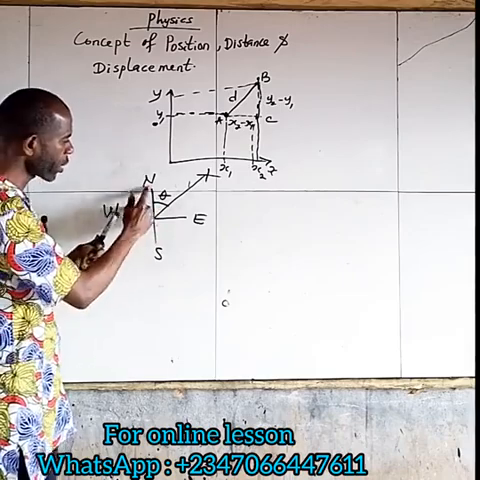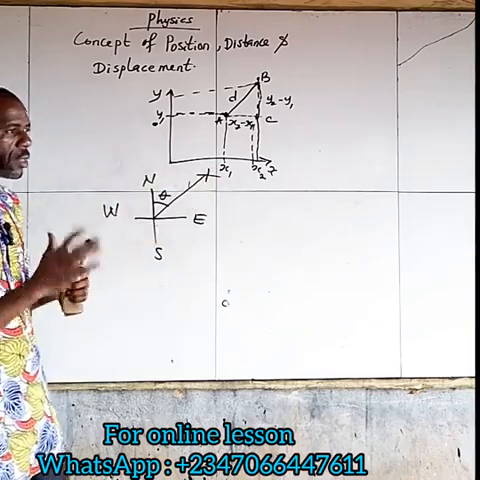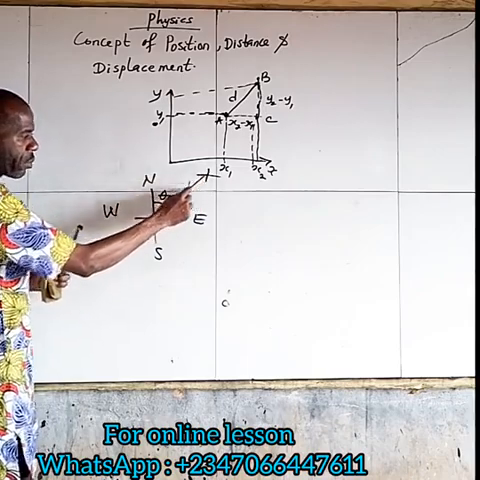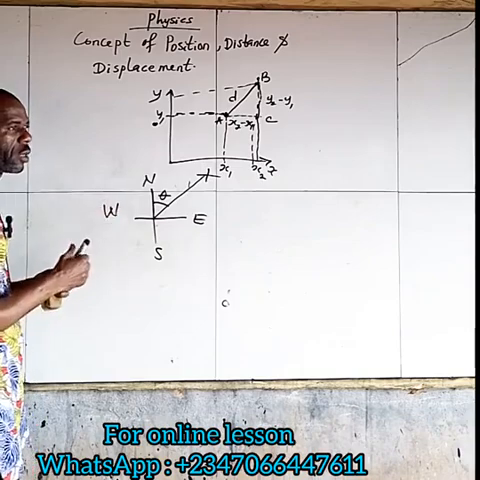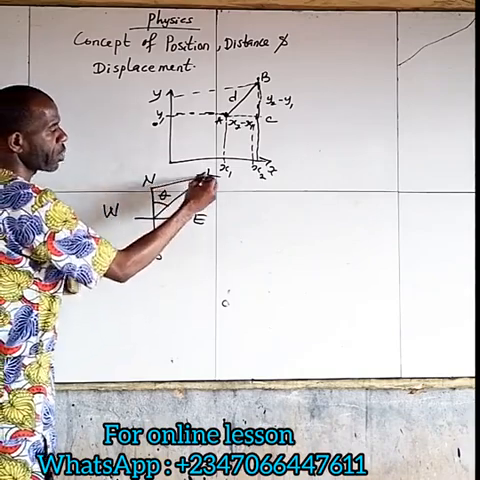The separation between the starting point and here, this is where it is now. For us to get the displacement, we talk about this particular distance it moves in a specific direction. Now, where is the starting point? This is the starting point. So this is where the displacement goes.